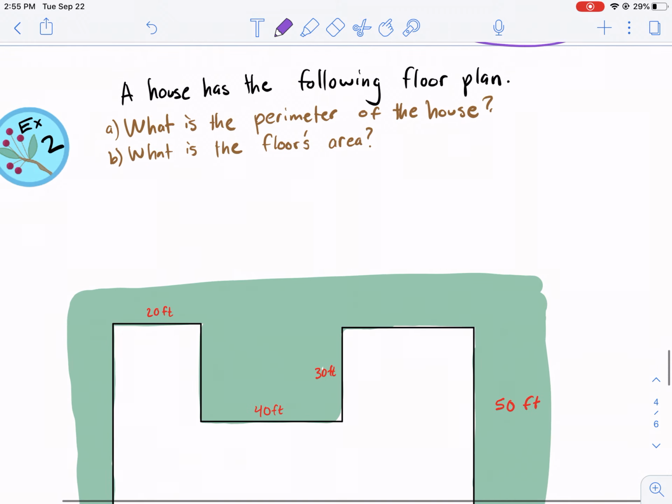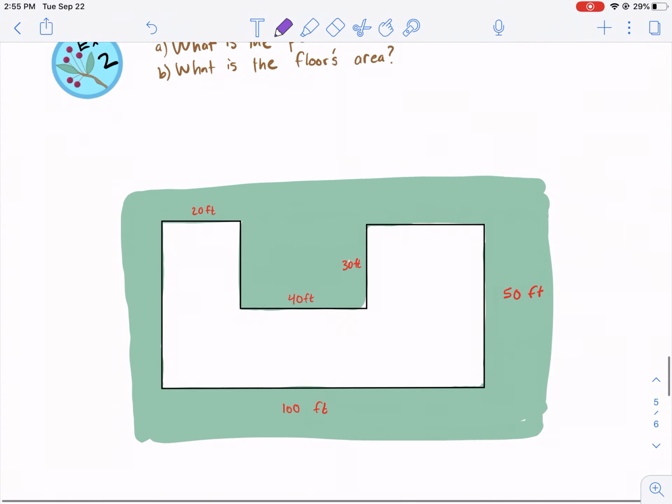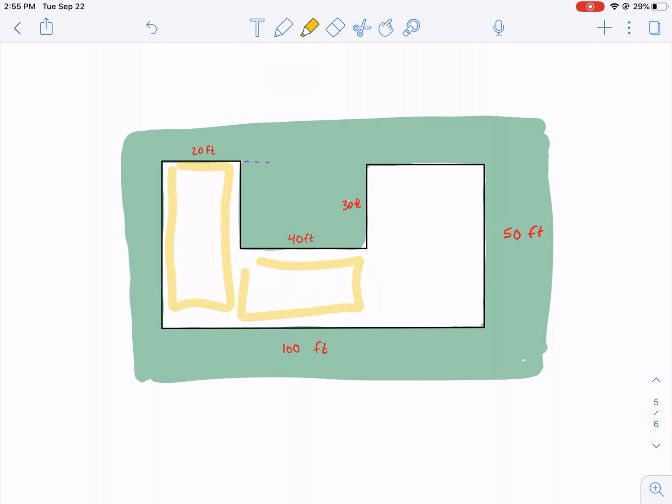Okay, let's put it in a real-world example. A house has the following floor plan. What is the perimeter of the house? What is the floor's area? A lot of different ways to do this. I'm going to show you kind of a cool cutout way. So you could just break this down into this rectangle, this little rectangle, and this rectangle, and add them. Okay, that's a common way to do that for area.